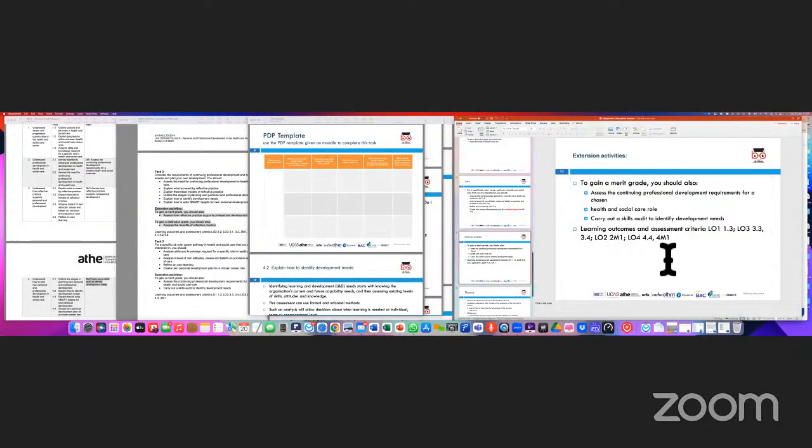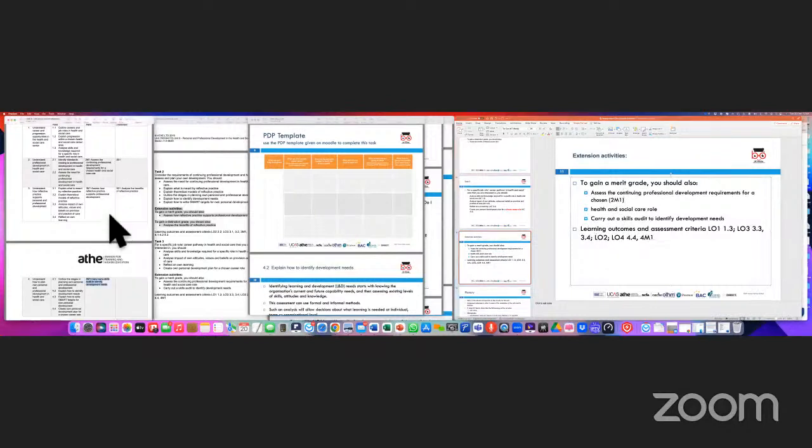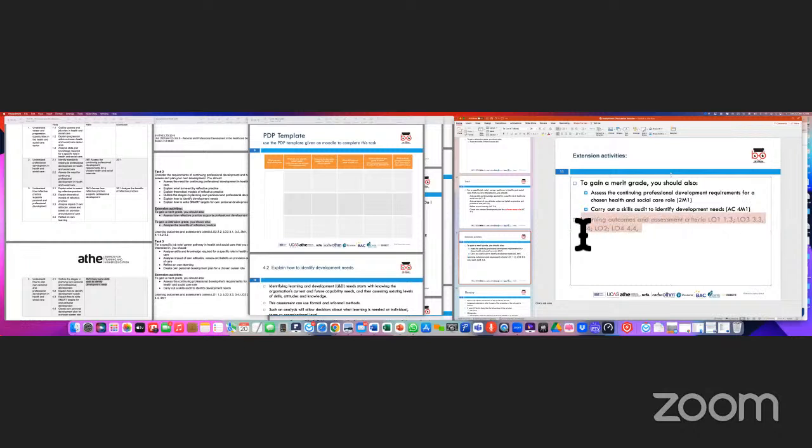Now, in the extension activities, we are essentially looking at a couple of activities that we are looking at doing, and they would cover 2M1. So essentially assessing your own continuous professional development in a chosen healthcare career role. So this task is here, in a chosen career role. So essentially that one. And the second one is the AC 4.1, which is the merit for learning outcome 4 M1. And those are the bits that you're covering in the extension activities.